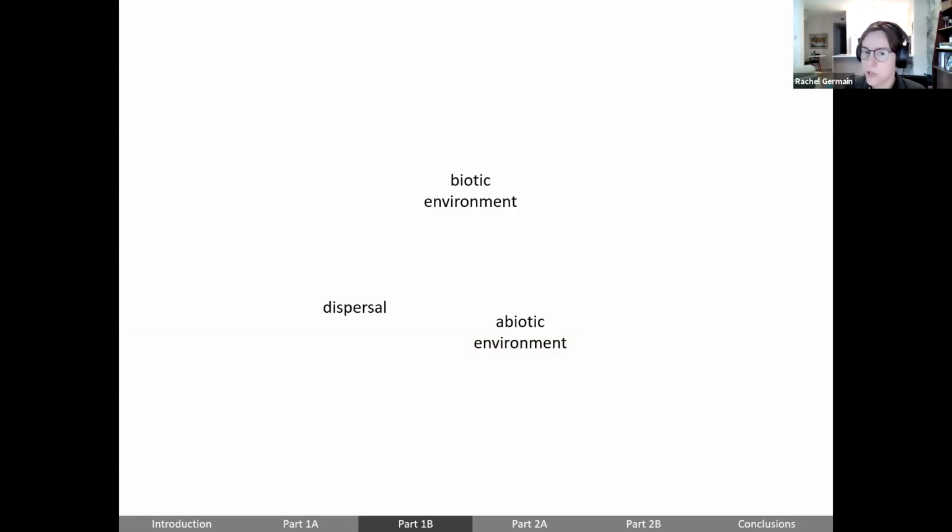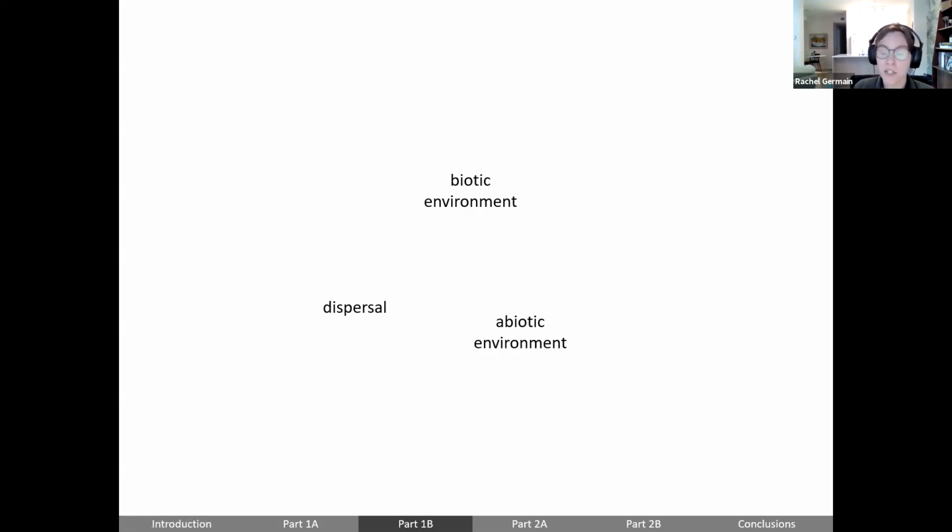And the projects that I've shown you already, the first one with the environment and competition is looking at this interplay and interaction between the biotic environment and the abiotic environment. The second one is looking at dispersal and how that interacts both with the biotic and abiotic environment, because those are both shaped by dispersal.